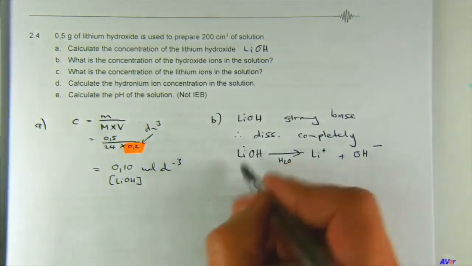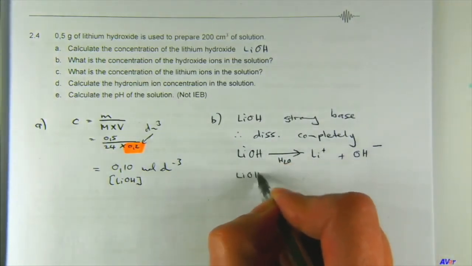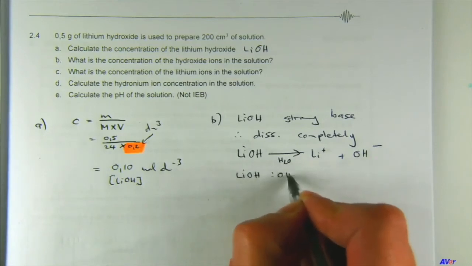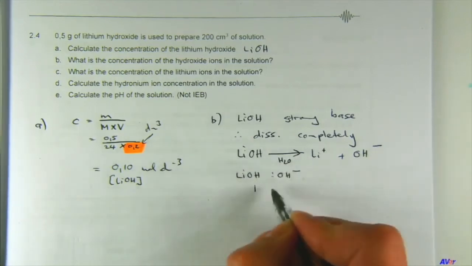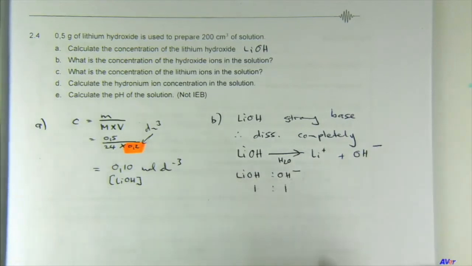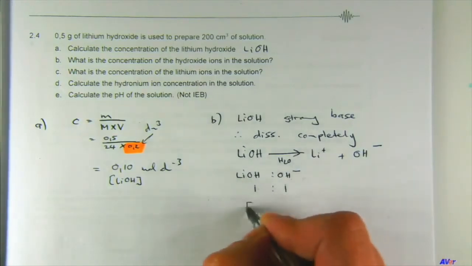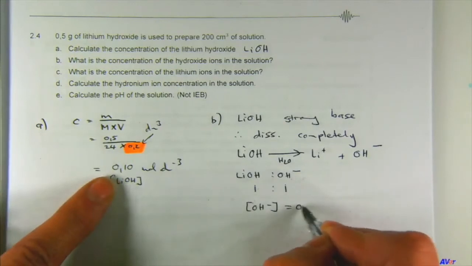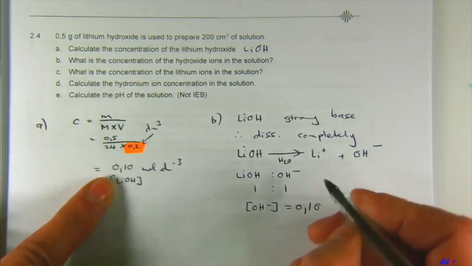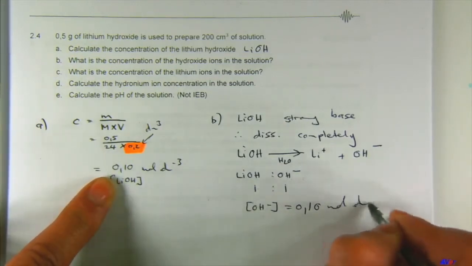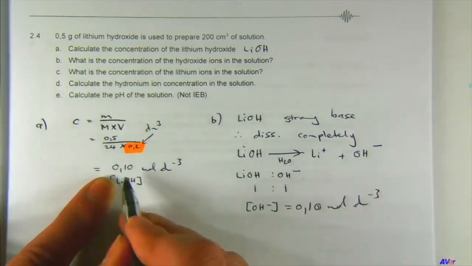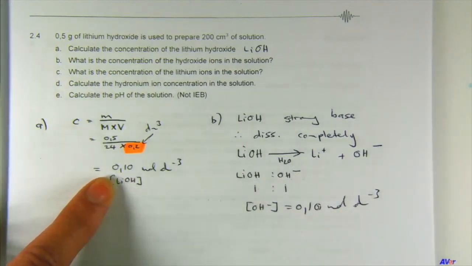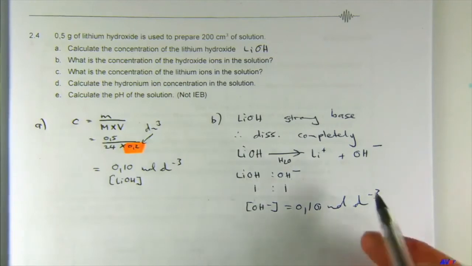Right, so what does it show you? It shows you the lithium hydroxide to OH minus. One of these will produce one of those. And immediately I know, okay, so my OH minus will also be 0.10 moles per cube decimeter. Because every single one that I put in will make an OH. They react completely.